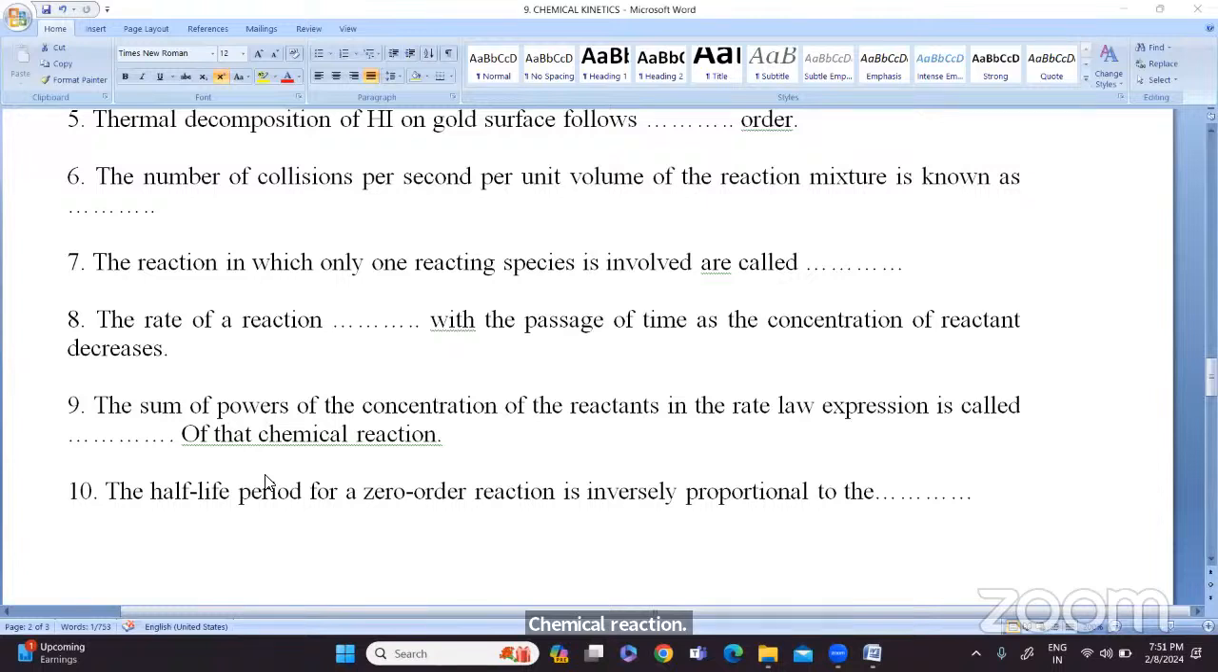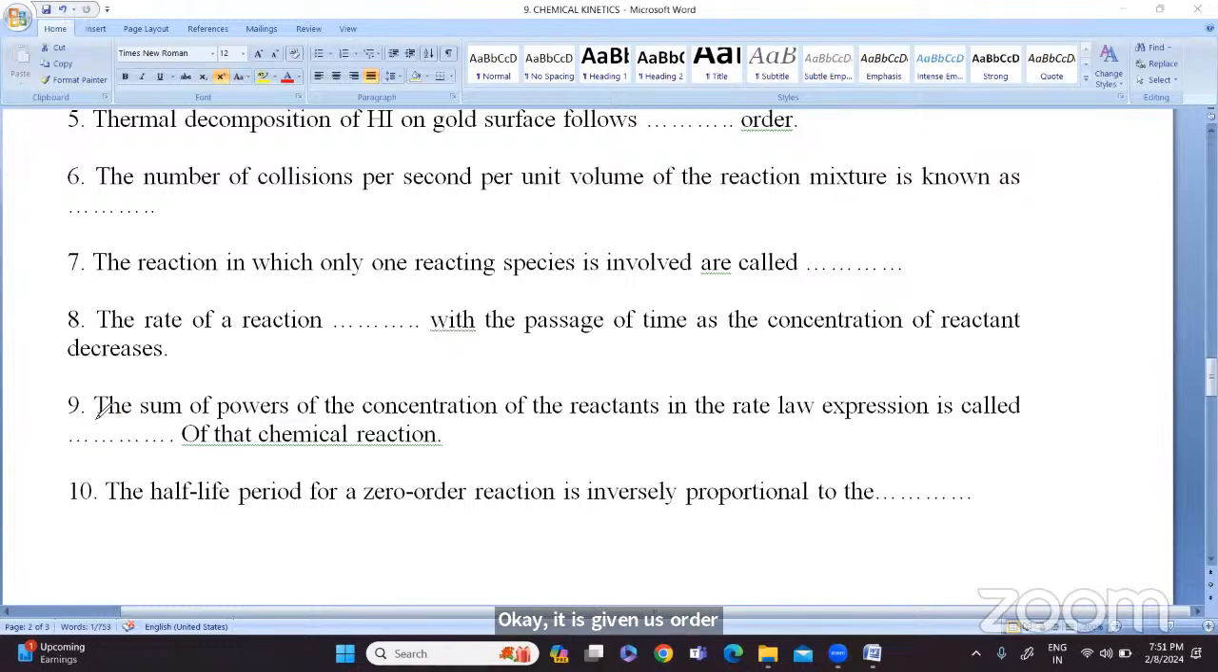The sum of powers of concentration of the reactant in the rate law expression is called dash of that chemical reaction. It is called as order. Yes, Vedvati has answered it right. Yes, Danush has also answered it right. Order. Okay, it is given as order.